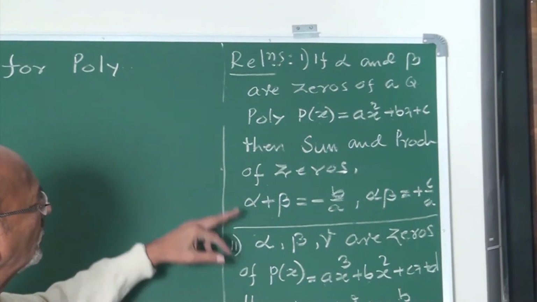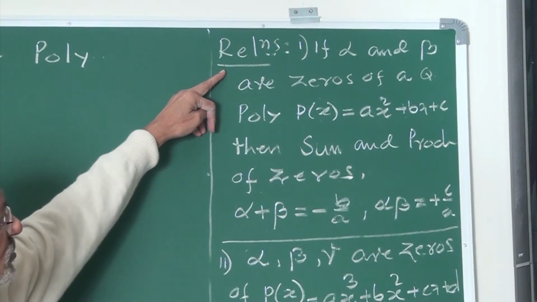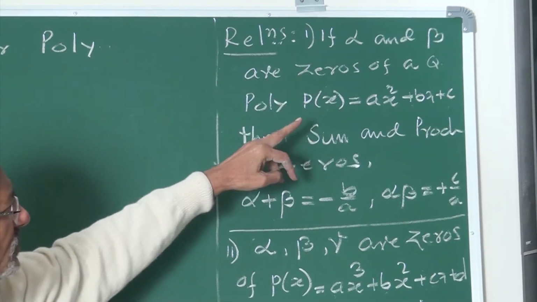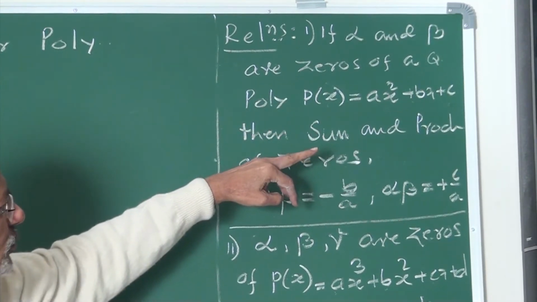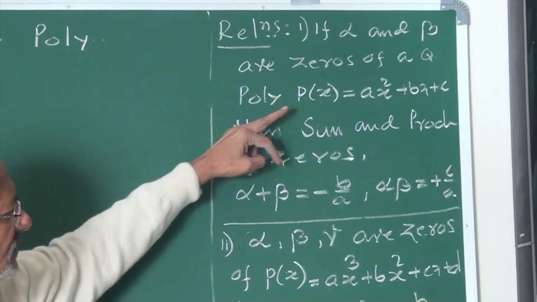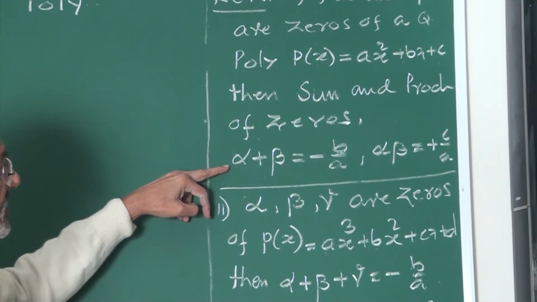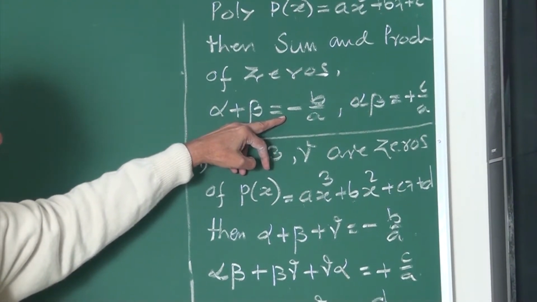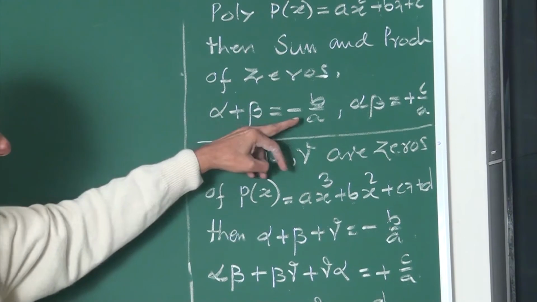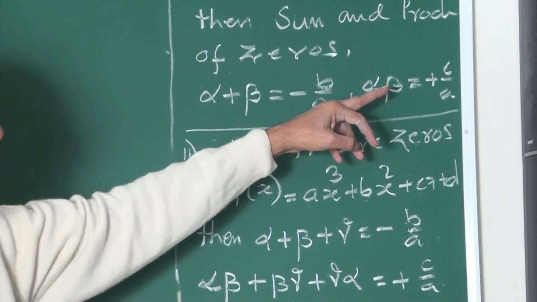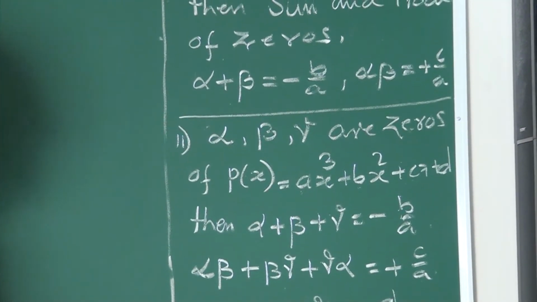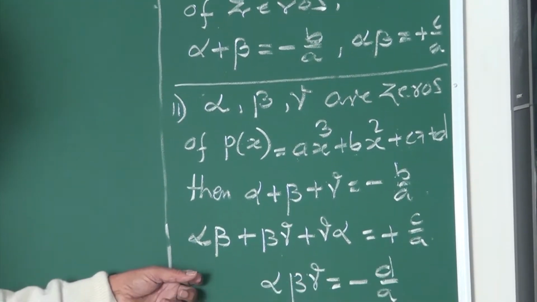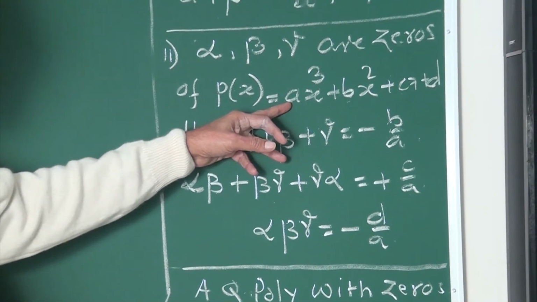In the previous video I have done all examples based on these two relations between zeros and coefficients of a polynomial. Alpha and beta are zeros, a, b, c are the coefficients of a polynomial p(x). Sum of zeros is minus b by a, coefficient of x divided by coefficient of x squared. Product of zeros is c, the constant term, divided by coefficient of x squared. This is in case of a quadratic.